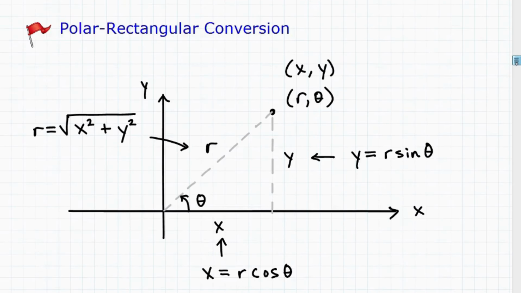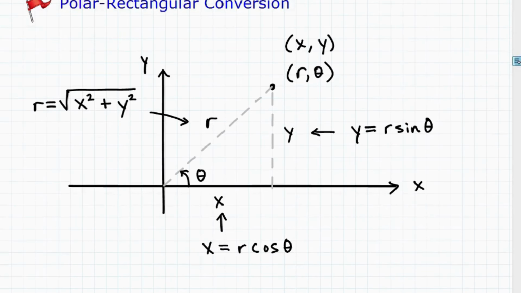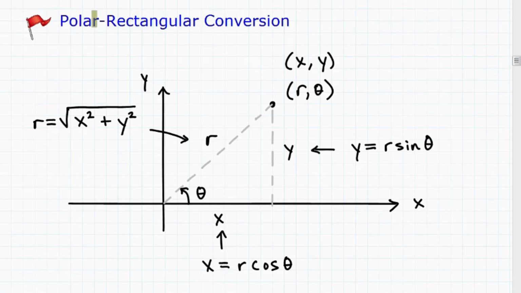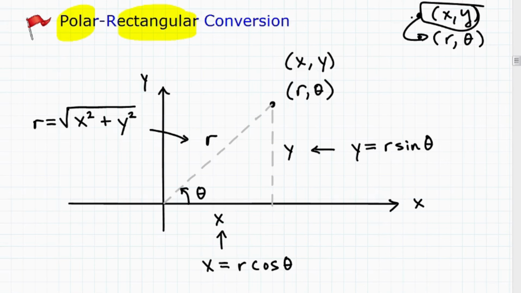to polar-rectangular conversion. We have two ways of describing a point. This point here, I can describe as an XY ordered pair, or using this new system, our polar coordinate system, which is a radius and an angle. So you can convert between the two. We can go from here to here and vice versa.